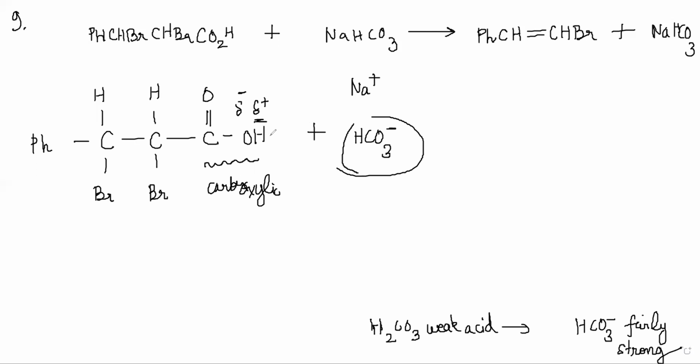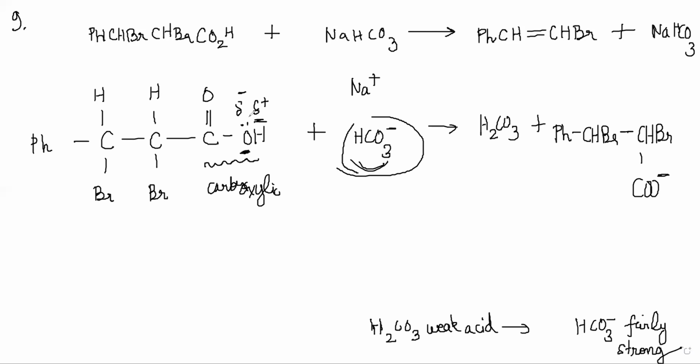It will release the H plus and become O minus. H plus will come out here. It will become H2CO3 for a moment, and this becomes PhCHBrCHBrCOO minus. So O minus has come here. So there are lone pairs of electrons and a negative charge now, right? Now we have to think about what happens as a result.